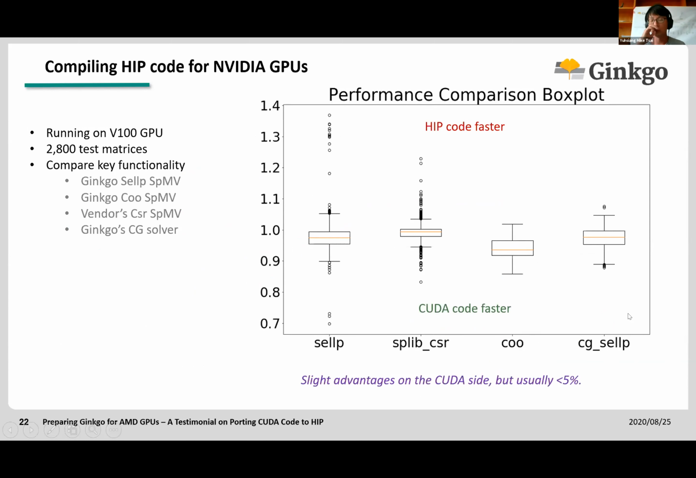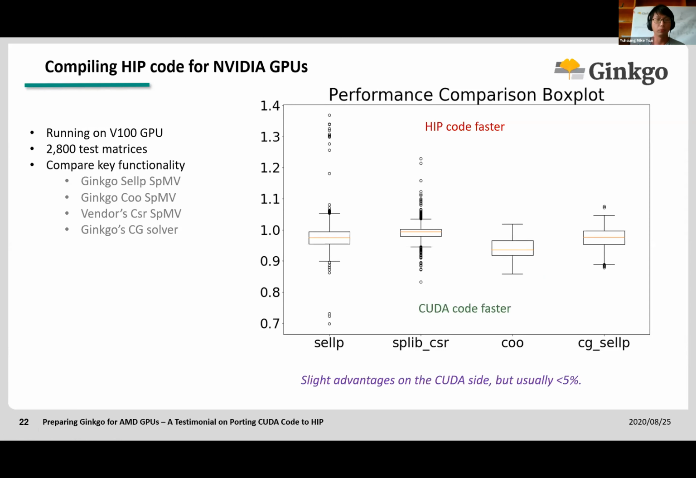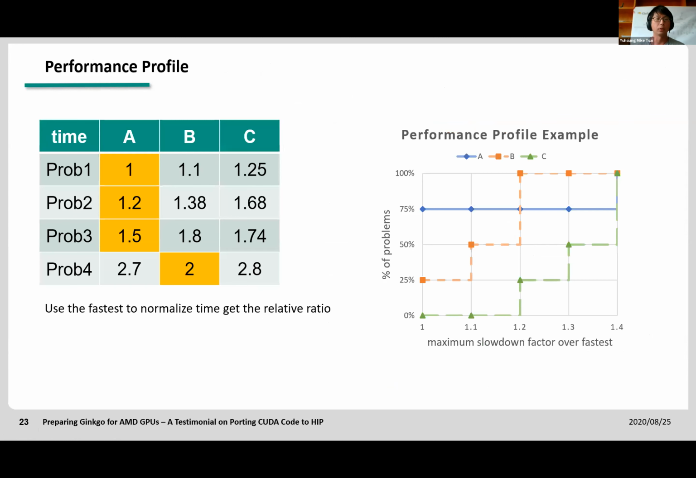So in general, as we expect, the CUDA is a little faster, but usually just smaller than 5%. So in general, HIP does not introduce a lot of overhead on the NVIDIA GPU. So we also run the performance analysis with different architecture.